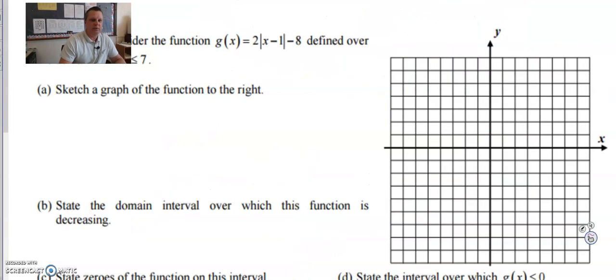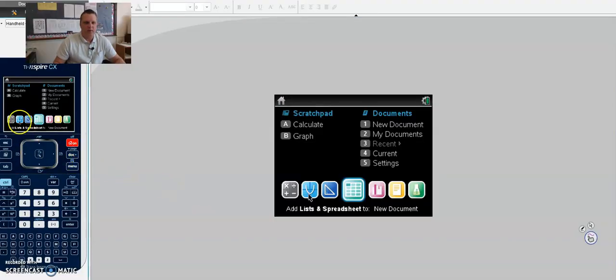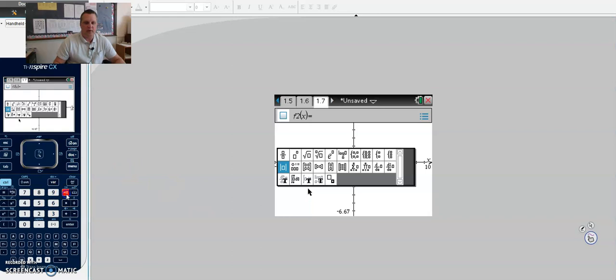When we get on to exercise 2, consider the function g of x equals 2 absolute value of x minus 1, minus 8, defined over the domain -4 less than or equal to x less than 7. So sketch the graph of the function to the right. So when you're sketching this graph, all you do is just put it in your calculator. So remember what to put in the calculator. The absolute value button is to the right of the 9.